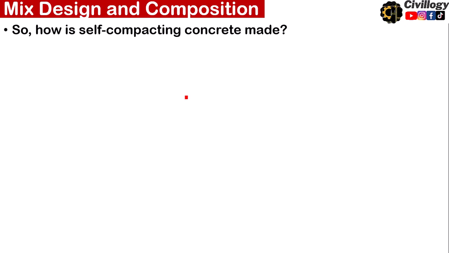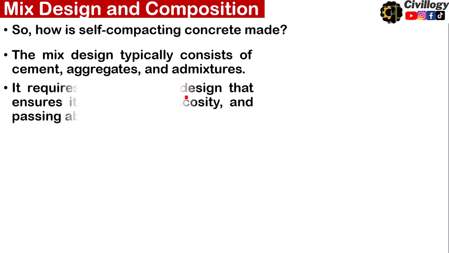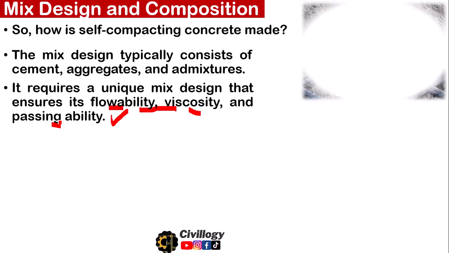So, how is self-compacting concrete made? The mix design typically consists of cement, aggregate and admixtures. It requires a unique mix design that ensures its flowability, viscosity and passing ability. So the main characteristics of self-compacting concrete are its flowability, its viscosity and its passing ability.